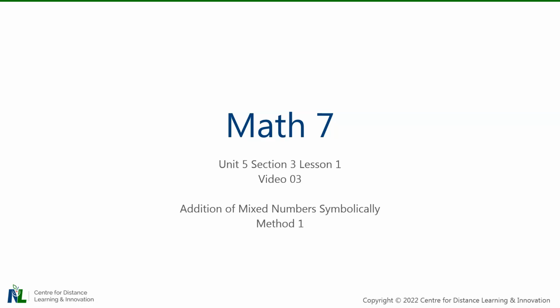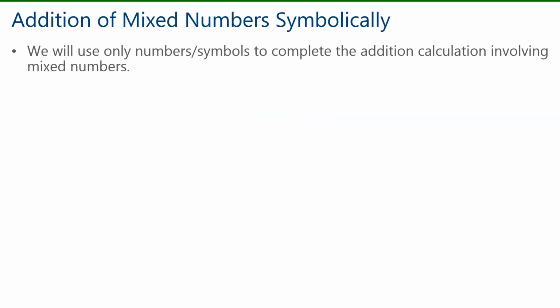As we continue in Lesson 1 of Section 3 on the addition of mixed numbers, we're going to now look at a way to add mixed numbers symbolically. We will only use numbers and symbols to complete this addition calculation. The visuals are awesome in the sense that they obviously allow you to see what's happening, but if you had to draw out pictures every single time, that would be very time consuming. So the symbolic way will certainly help speed up the process.